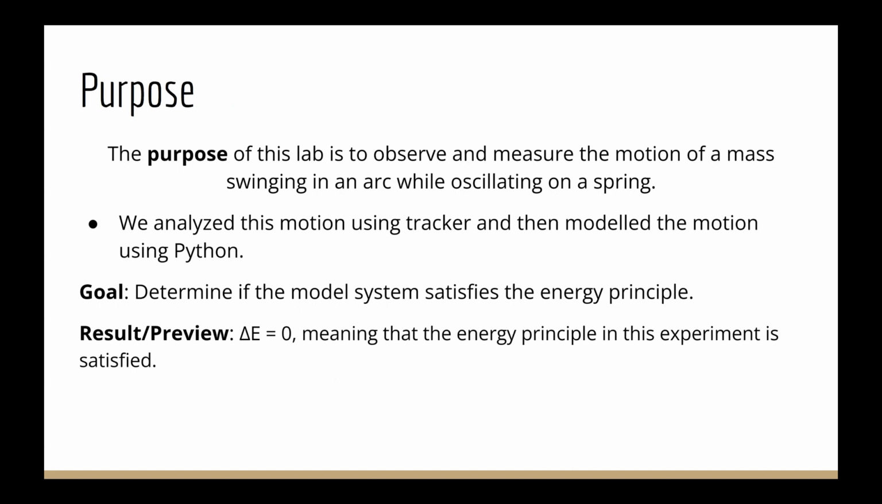All right, so the purpose of this lab is to observe and measure the motion of a mass swinging in an arc while oscillating on a spring. We're going to analyze this motion using Tracker and model it using Python on GlowScript. Our goal in this lab is to determine if this model we've created in Python satisfies the energy principle, which again is the change in energy is equal to the work from the surroundings. To preview our results, we found the total change in energy of the system remains equal to 0, meaning that the energy principle is satisfied.